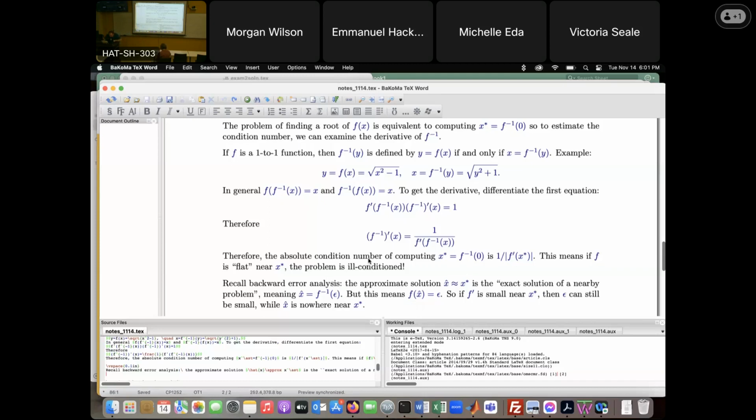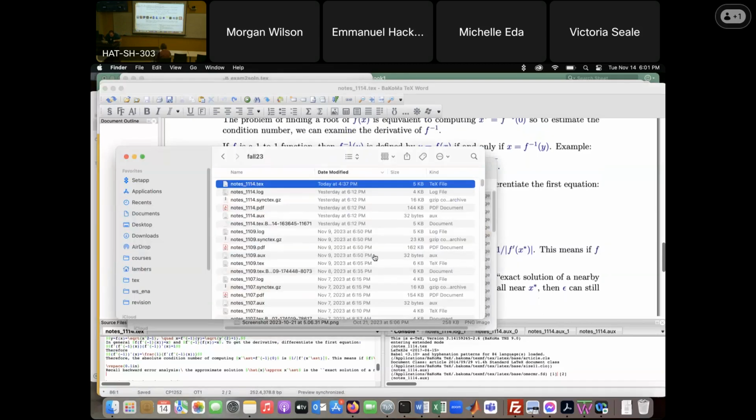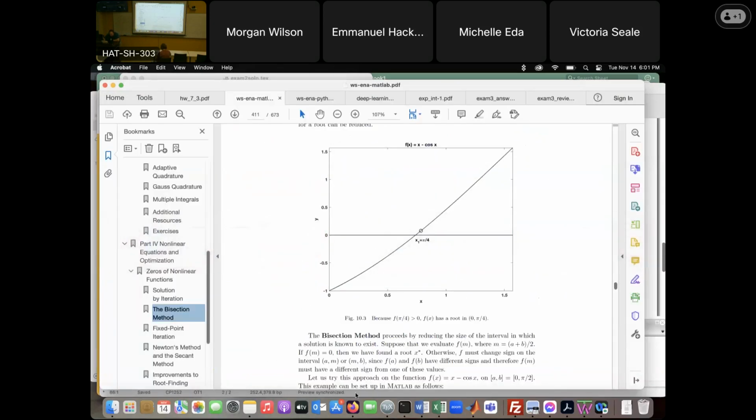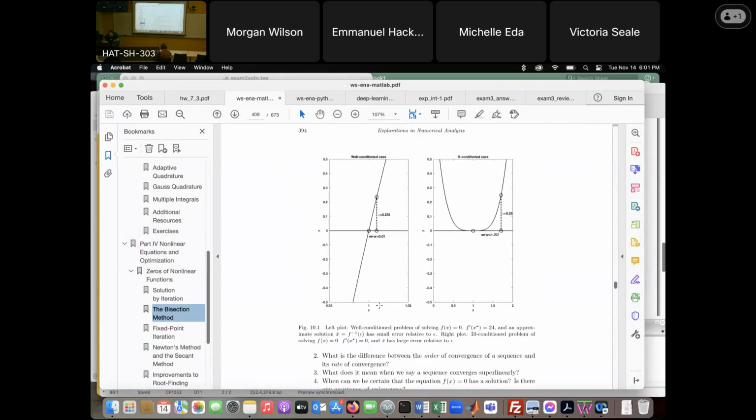And I think I have an example, yeah, I can show you, of ill-conditioned versus well-conditioned. I should have it in here somewhere. I do.